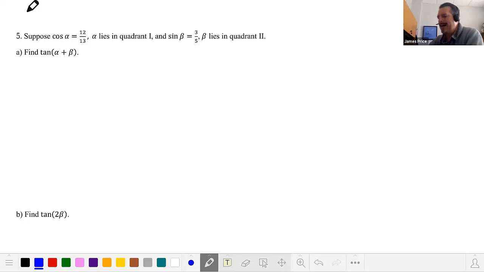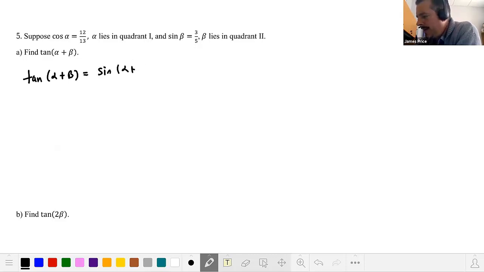So on number 5, we want to find tan of alpha plus beta and tan of 2 beta. And they give us a bunch of crazy information, right? So before I do that crazy information, I can kind of just separate this out and say, okay, so tan of alpha plus beta is equal to the sine of alpha plus beta divided by the cosine of alpha plus beta.